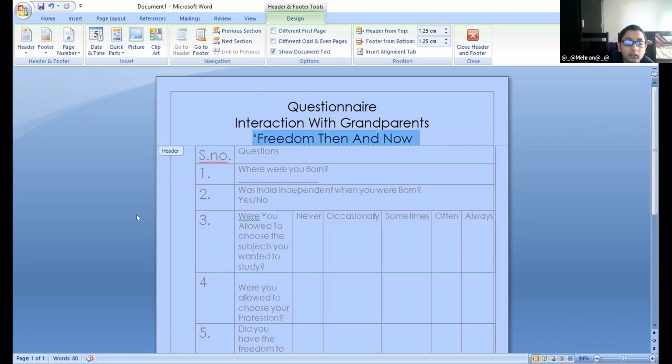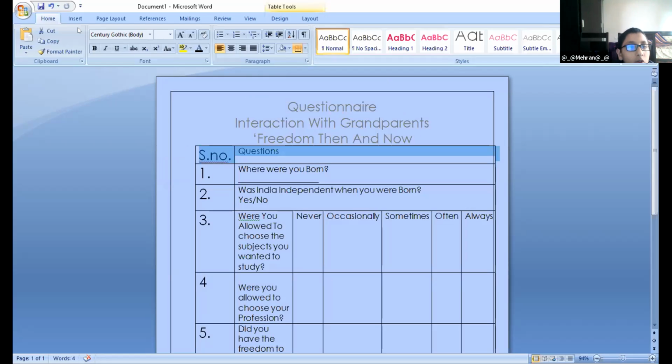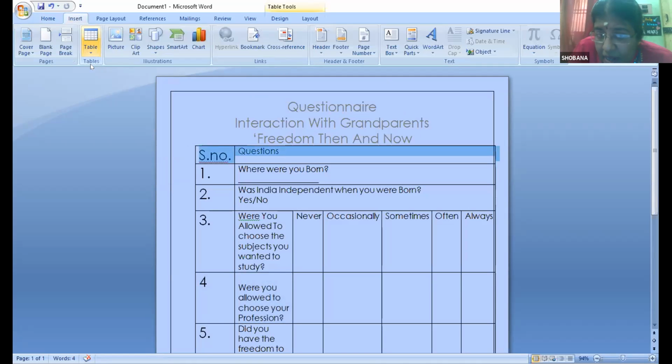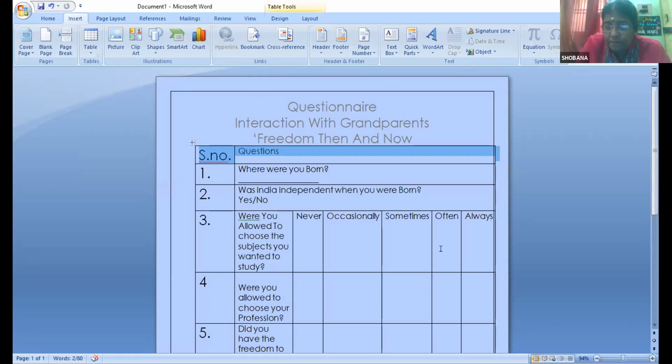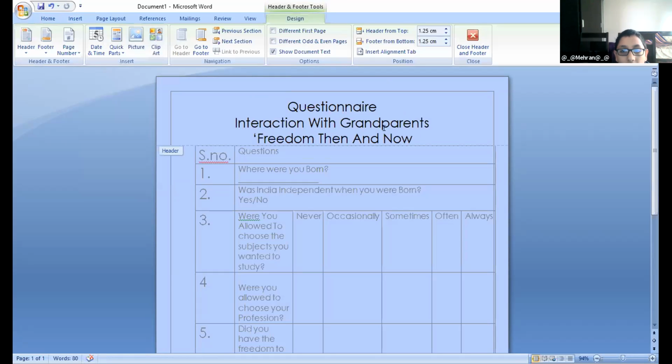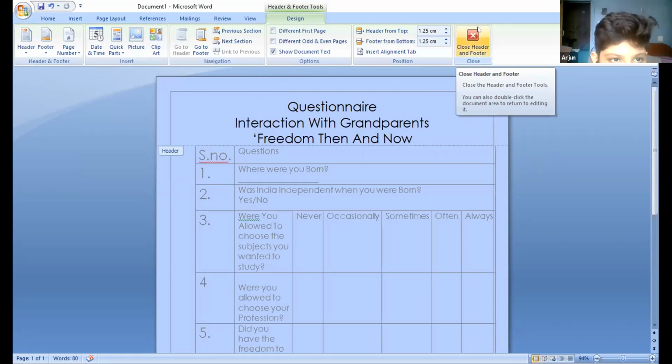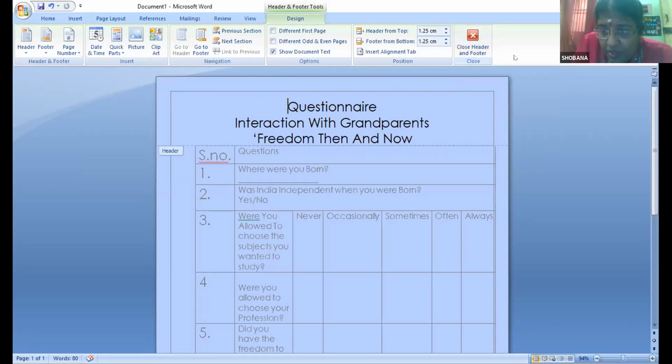Mehran: The first step will be to write the heading. After that, go to insert and insert a table. Mehran, what goes on the heading? Question is interaction with grandparents, freedom then and now. Make a note of it, Arjun. Yes, ma'am. Write it down. Mehran, first wait for them to write it down. Dhyan, I hope even your questionnaire has the heading in the same format.